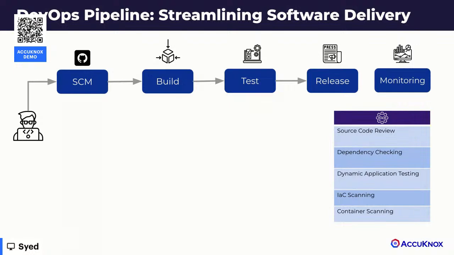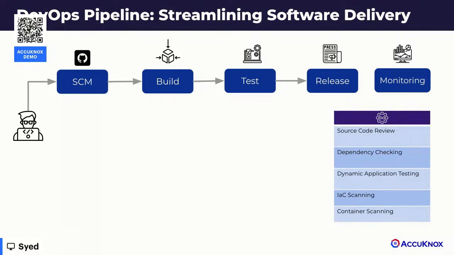Source code management can be GitHub or GitLab, and once code is committed, the pipeline will get started. Then the build process will happen, in which the project will be built and there will be some artifact, such as containers. Then the testing will happen, and in the end the release will happen, and then the monitoring will start.